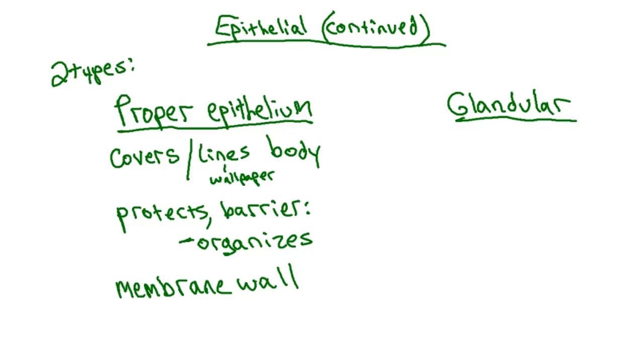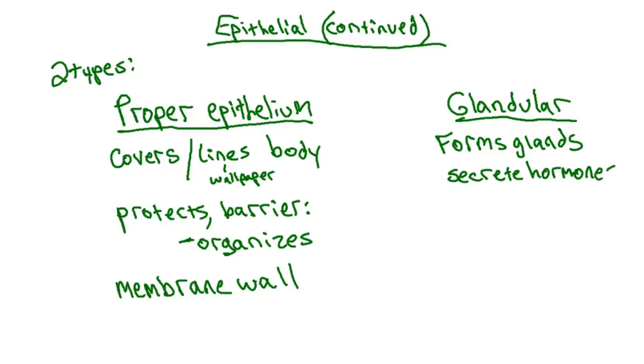Now, glandular epithelial tissue forms glands, and those glands secrete hormones with the help of epithelial tissues. So the glands secrete stuff. Secrete just means gives off a liquid.